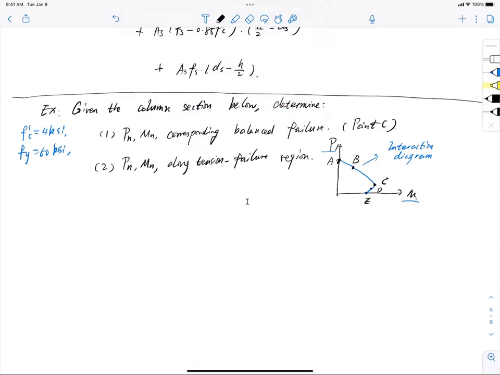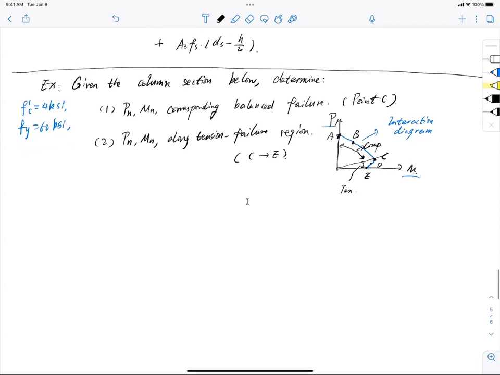So you divide that and you know that here, this is compression, and this is tension. So that means I need to find a point between C, D, and E. Okay? So let me just label here. So this is trying to find the points between C and E.